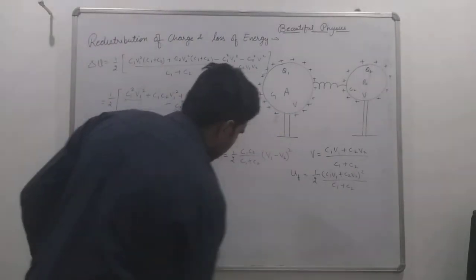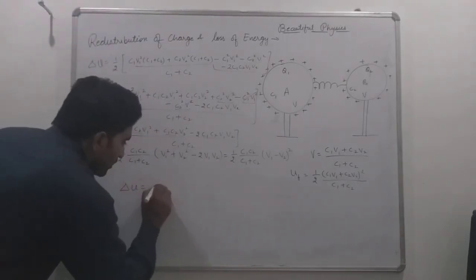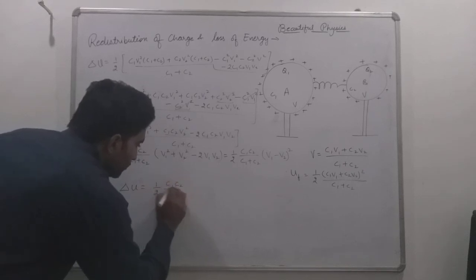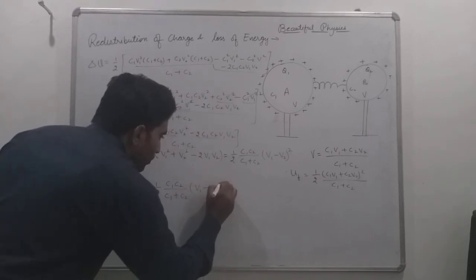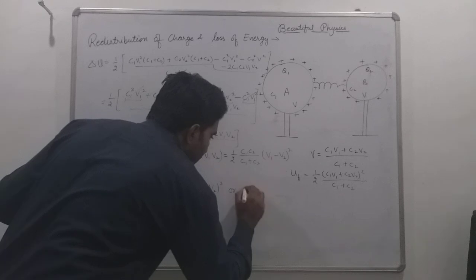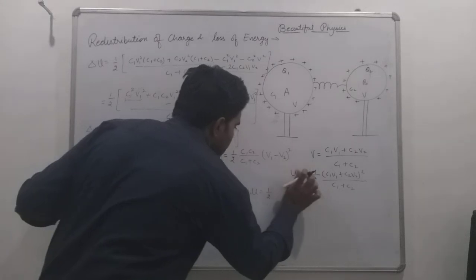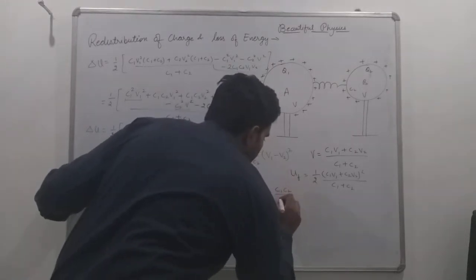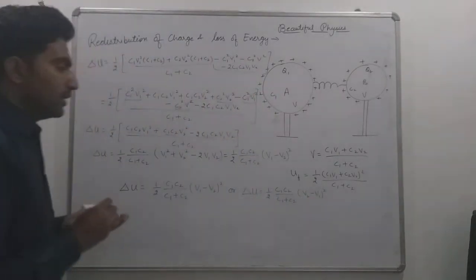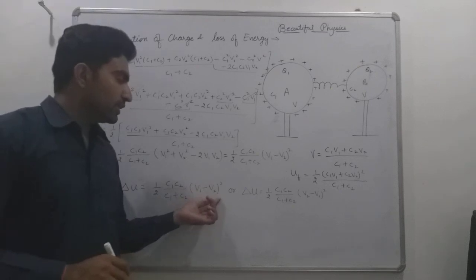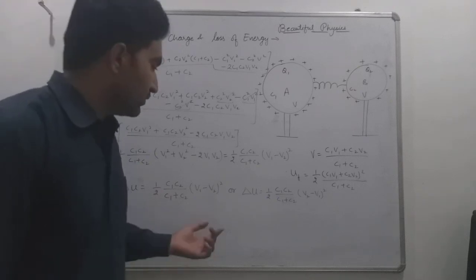And delta U will be equal to half C1 C2 by C1 plus C2 into (V1 minus V2) whole square, or it will be equal to delta U, 1 by 2 C1 C2 divided by C1 plus C2 into (V2 minus V1) whole square. In place of (V1 minus V2) whole square we can also write (V2 minus V1) whole square because both the quantities are the same.